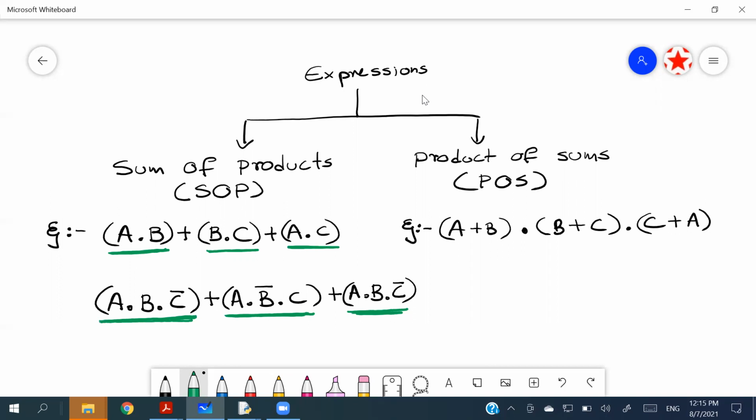Right? So the expressions which has these type of terms, and all the terms should be on that pattern. If all the terms of an expression contain all the variables of the expression, we call it a standard SOP.